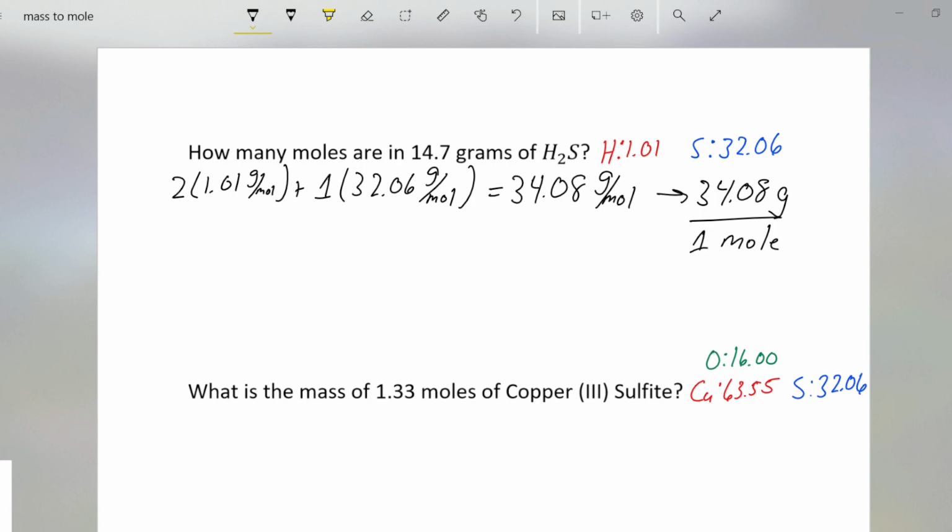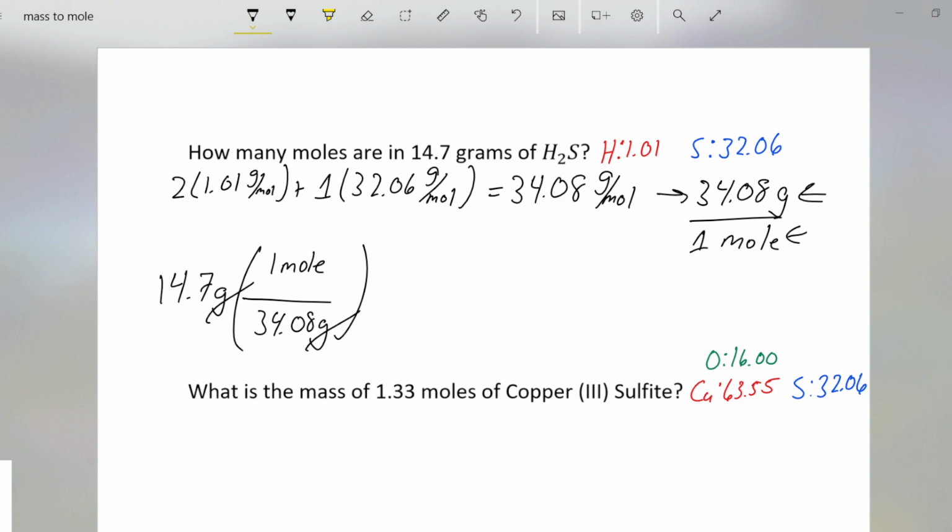Then to carry on, we are going from mass island. We have 14.7 grams, and we want to go to mole island. So 1 mole goes on top, and then on bottom we put our mass of 34.08 grams. My grams will cancel, and when I do this, it's basically taking 14.7, dividing it by 34.08. The answer I get is 0.43 moles of H2S. If I wanted to include the molecule, I could do that as well.